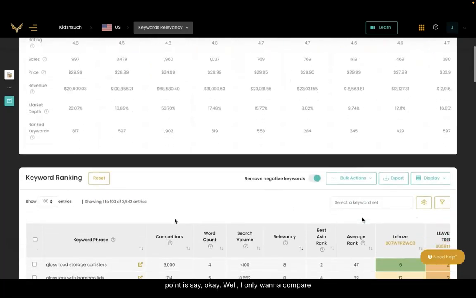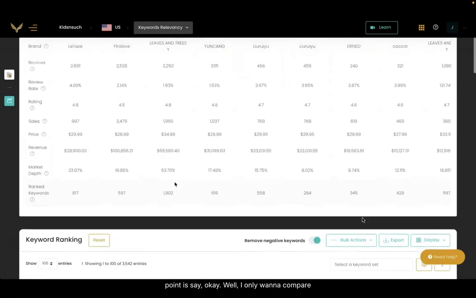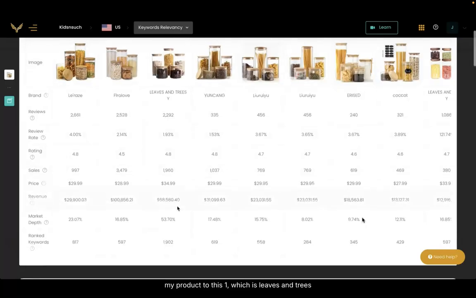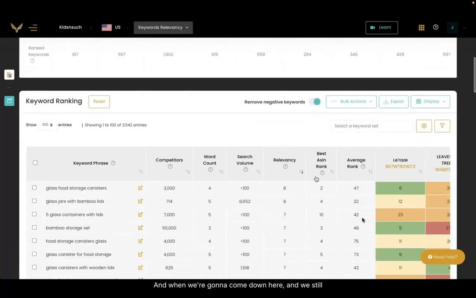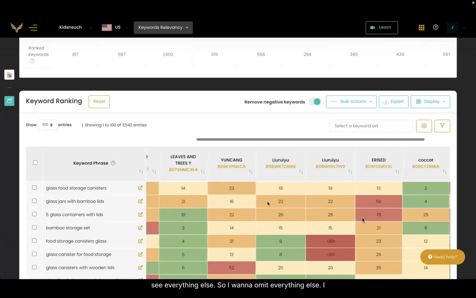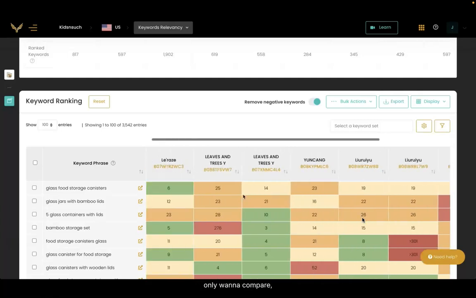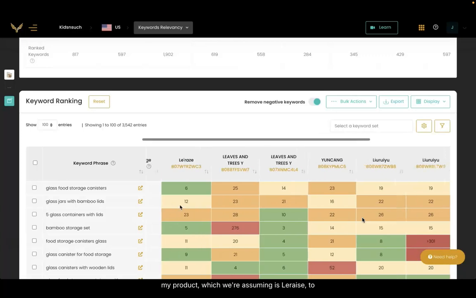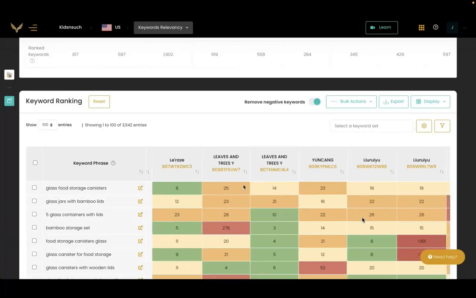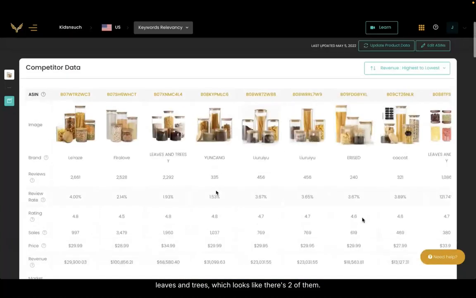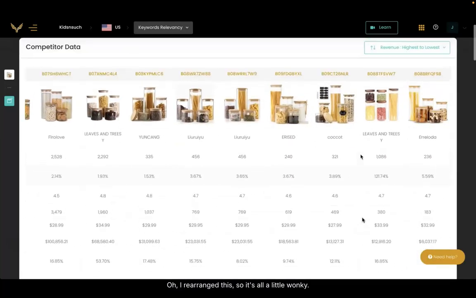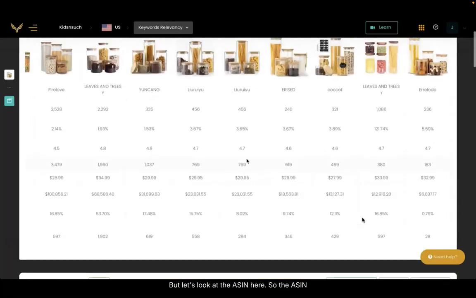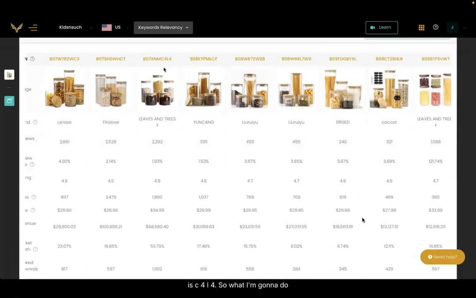Okay, so what I would do is I would pick this competitor. And what I would do at that point is say, okay, well, I only want to compare my product to this one, which is Leaves and Trees Y. I'm not sure what that Y is for. And when we come down here, we still see everything else, so I want to omit everything else. I only want to compare my product, which we're assuming is Leray's, to Leaves and Trees, which looks like there's 2 of them. Oh, I rearranged this, so it's all a little wonky. But let's look at the ASIN here. So the ASIN is C4L4.